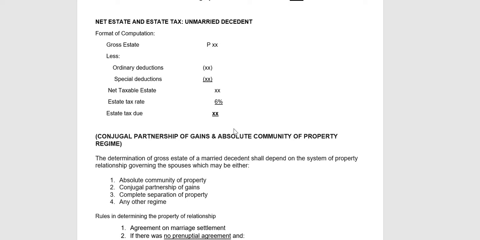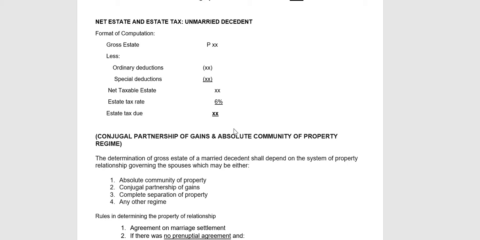Okay, so in continuation of our discussion for estate tax, we've discussed the gross estate, how to value gross estate, and what are the inclusions and exclusions in the gross estate. We have discussed also allowable deductions, so what are the allowable deductions from the gross estate. So by this time, we'll be discussing how to compute for the net estate and estate tax of married and unmarried resident. Okay?